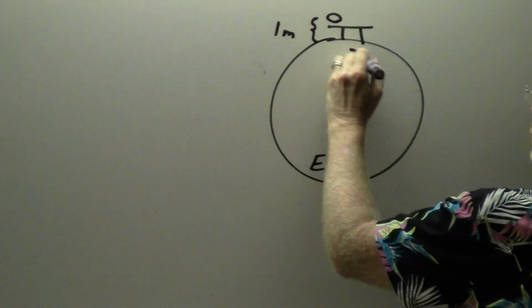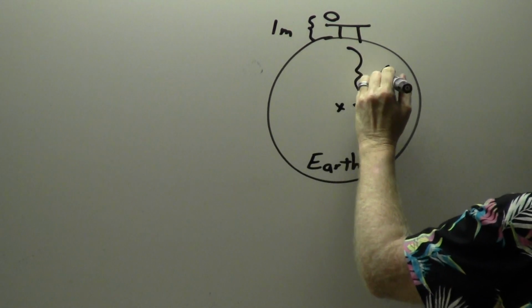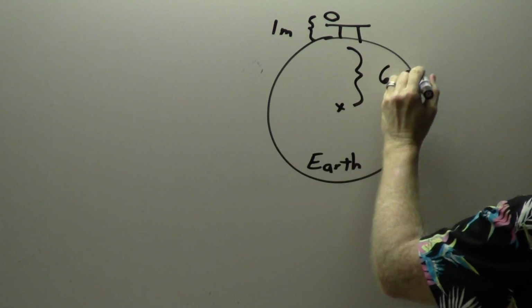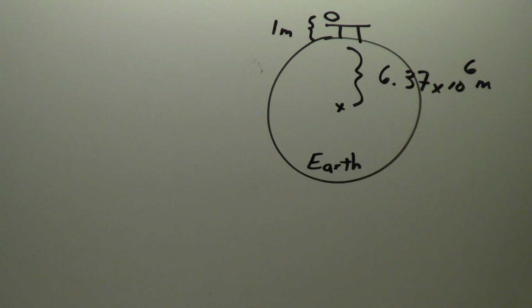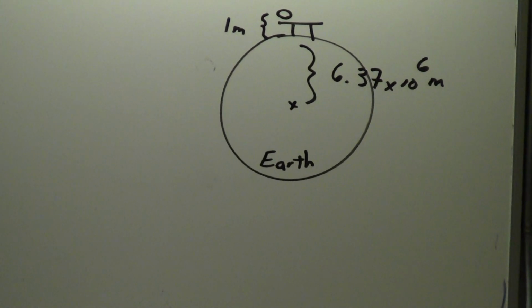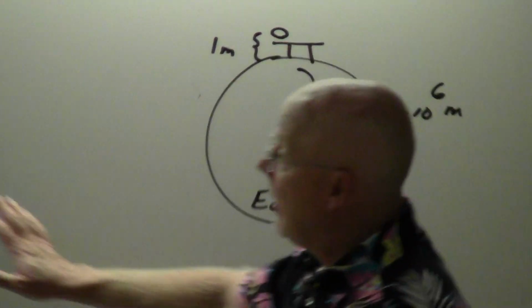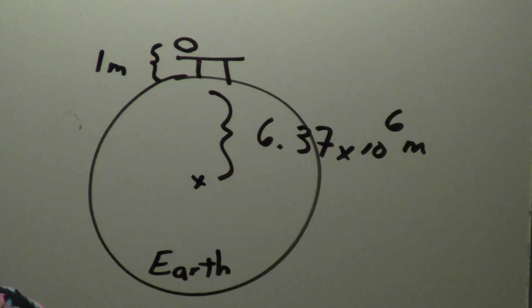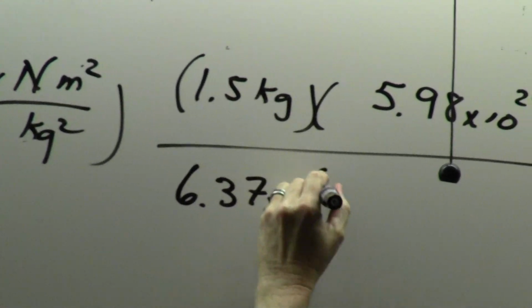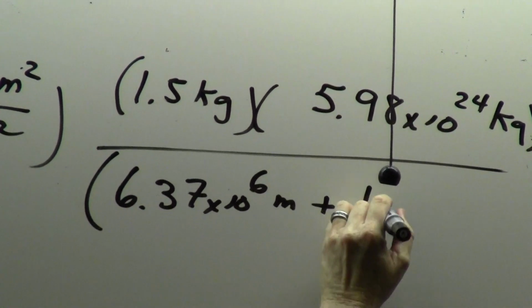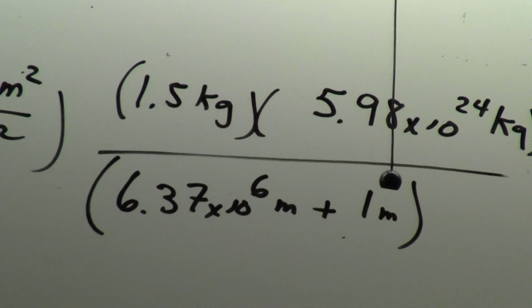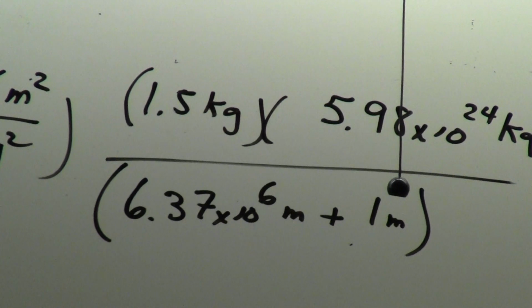And another useful number here is that the radius of the Earth is 6.37 million meters. And so when I say what is the distance between them, it would be 6.37 million meters. And I suppose if you want to say plus 1 meter, because it really is 1 meter above the ground here, I'll go with that.